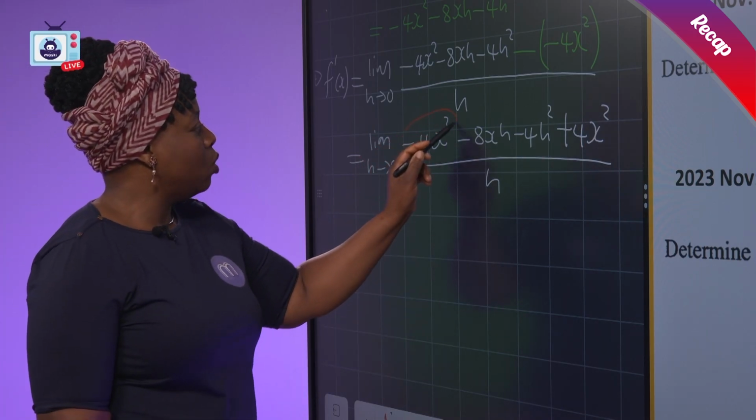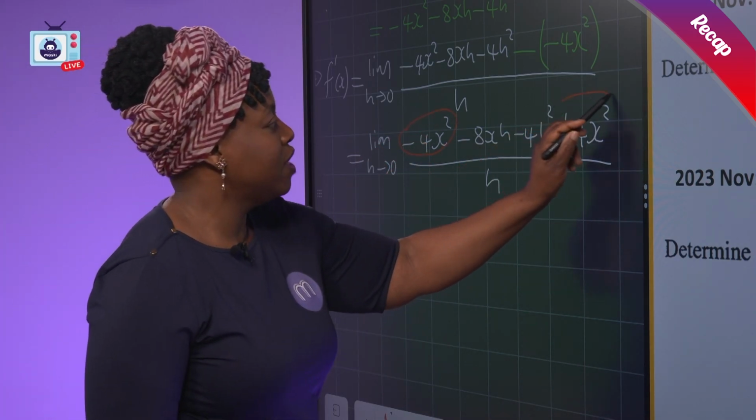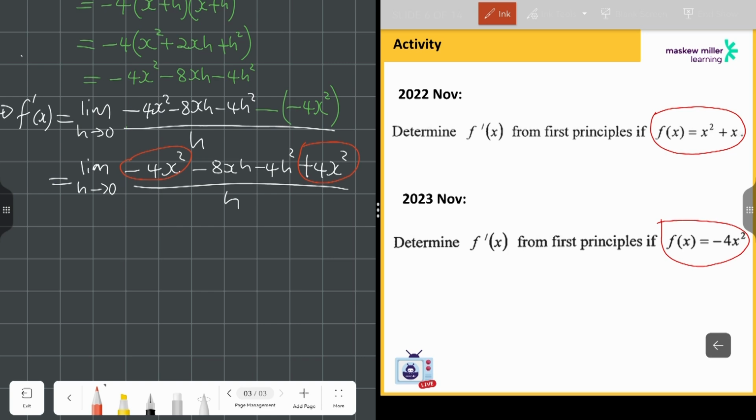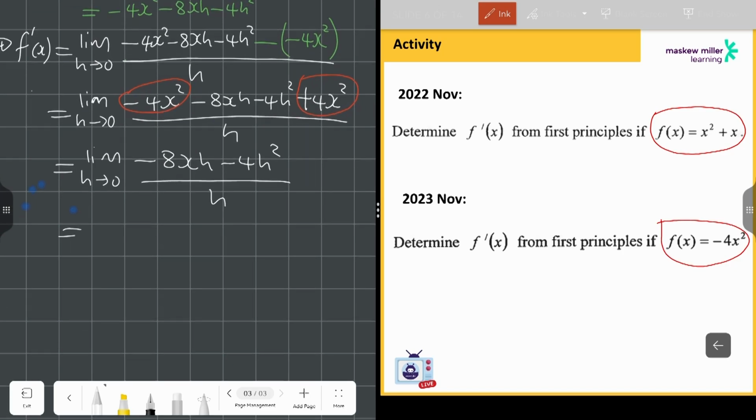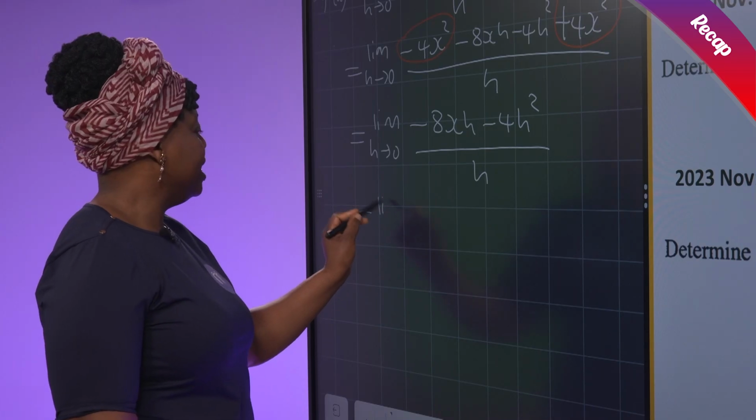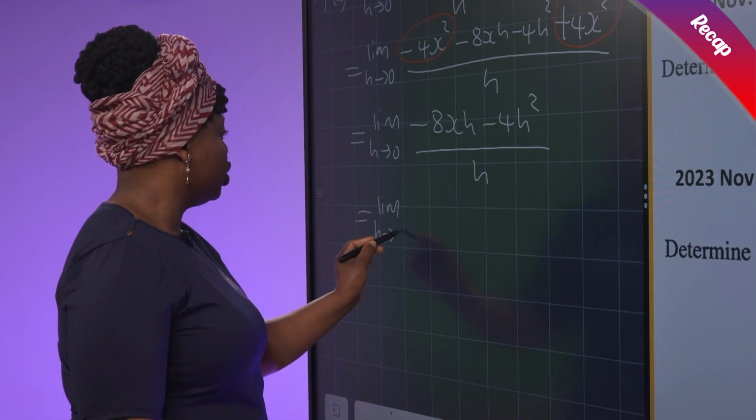So that will be the like term with this. Can you see? We have a negative 4x squared and a positive 4x squared, which will then give us a 0. Then we have the limit as h approaches 0 of negative 8xh minus 4h squared, divide the whole thing by h. Then we can now take out the common factor of h. So that is the limit as h approaches 0.